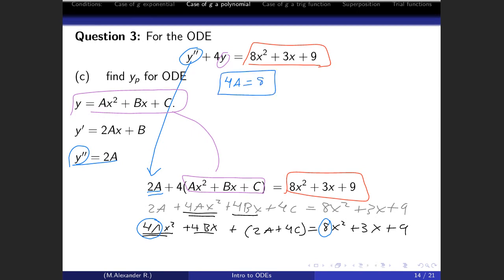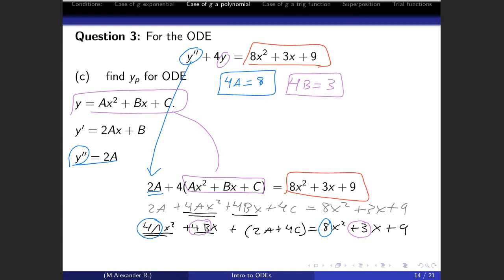So this blue equation was made by looking at what is in front of the x squared on both sides of the equal sign. Now I'm going to look at what's in front of the x. So I have a 4b in front of the x, and I have a plus 3 in front of the x. So I'm going to write down 4b is equal to 3. So that's my purple equation. That's where the purple equation is coming from.